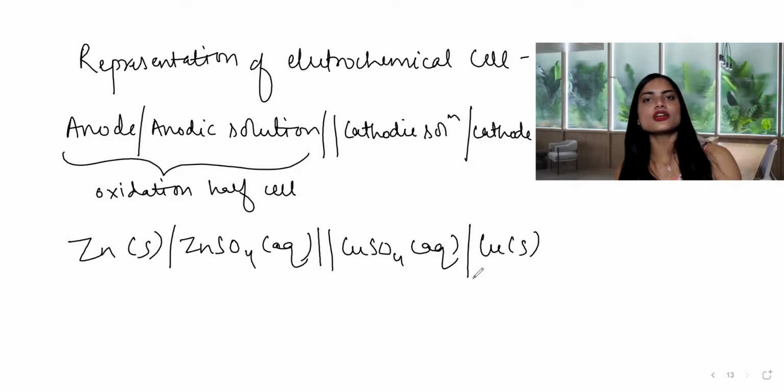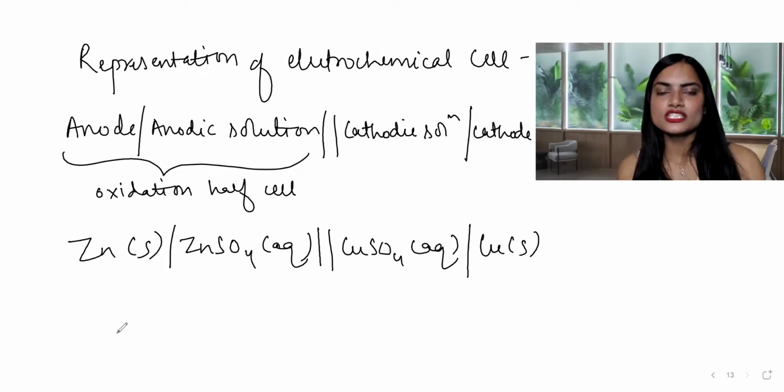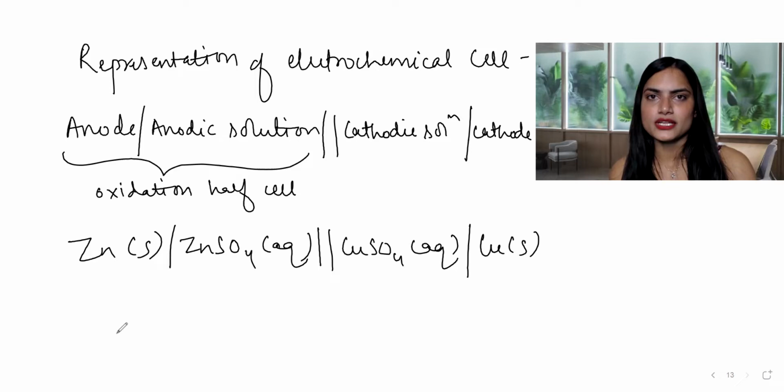Sometimes the concentrations are also written in the bracket. So this was about the representation of the electrochemical cell. I hope you understood the concept very clearly.